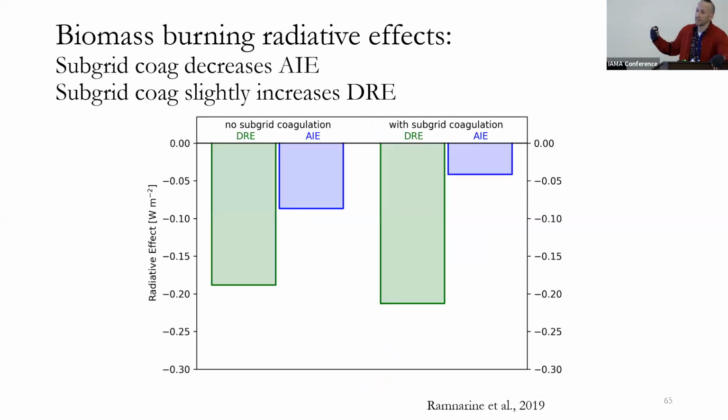In terms of impacting radiative effects, this is comparing the radiative effects of biomass burning when we have no subgrid coagulation on to when we do. The direct effect has a minor enhancement in cooling because we have shifted the particles to larger sizes where they have a stronger scattering efficiency, mass scattering efficiency. But the indirect effect, though, we cut in half. And that's because that subgrid coagulation reduces number, it reduces CCN. And so it really sort of shuts down the aerosol indirect effect due to biomass burning.